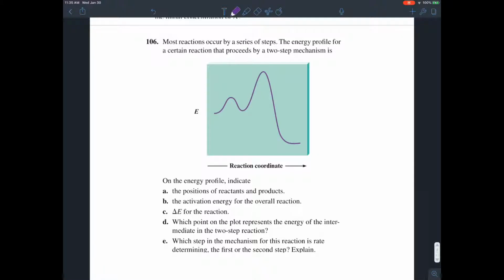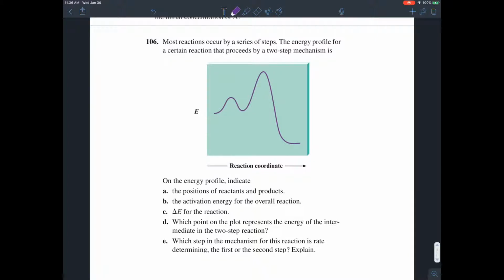Most reactions occur by a series of steps. The energy profile for a certain reaction that proceeds by a two-step mechanism is this graph that we see. On this graph, we're instructed to label the positions of the reactants and products, the activation energy for the overall reaction, the delta E for the reaction, the change in energy for the reaction, and which point on the plot represents the energy of the intermediate in the two-step reaction. And which step in the mechanism is rate determining, the first or the second step? So let's do some labeling.